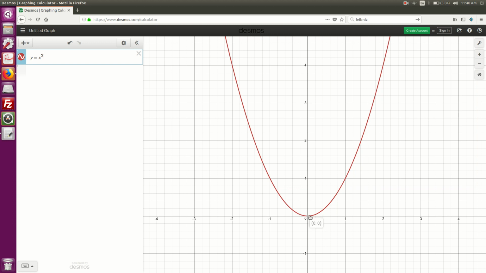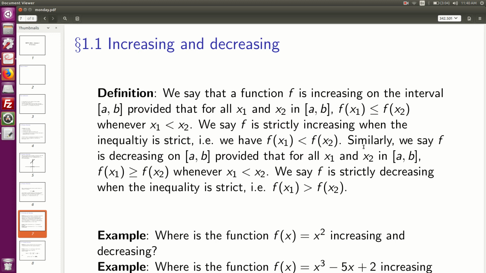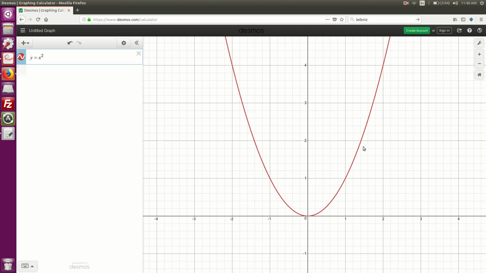So once you're at 0 and you start going further to the right and you go along the function, you notice now you're going uphill, and that's what we mean by increasing. So this example asks, where is the function f of x equals x squared increasing and decreasing? Well, it's decreasing at all negative real numbers.